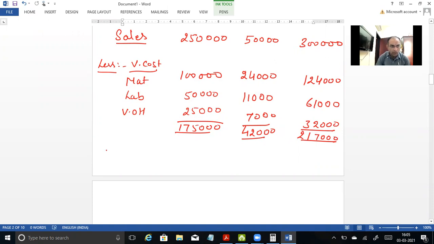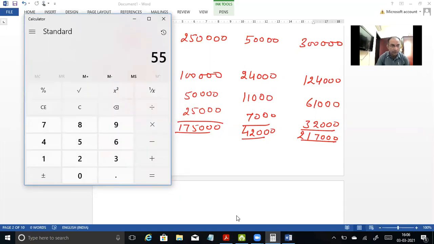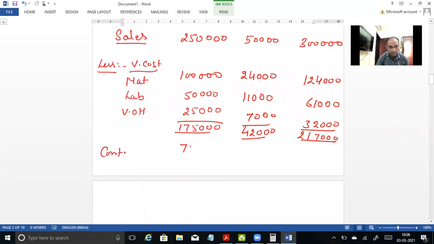Now, how much contribution are we getting here? Total contribution will be sales minus variable cost. So 250 minus 175, so it is 75,000. Here the contribution comes to 8,000. So the total contribution would be 83,000. Okay, now contribution is there.